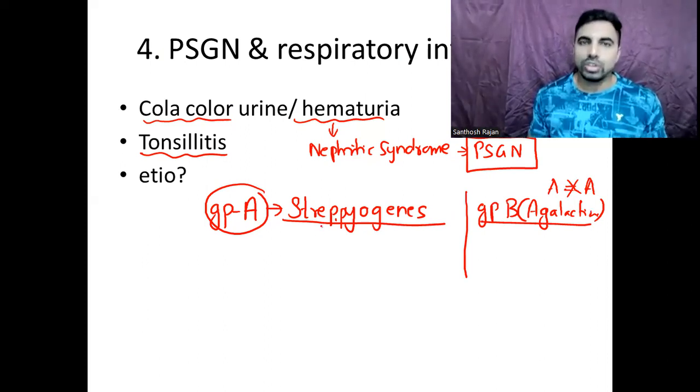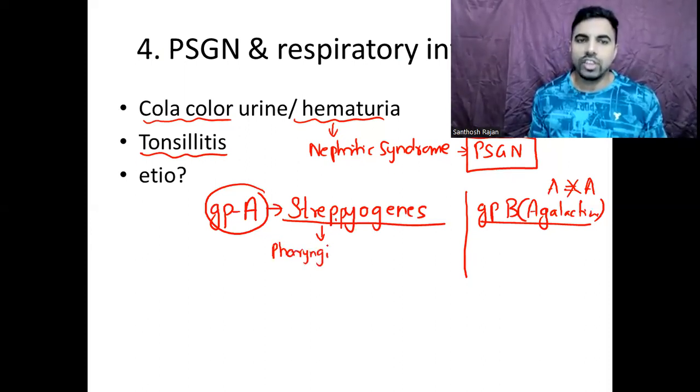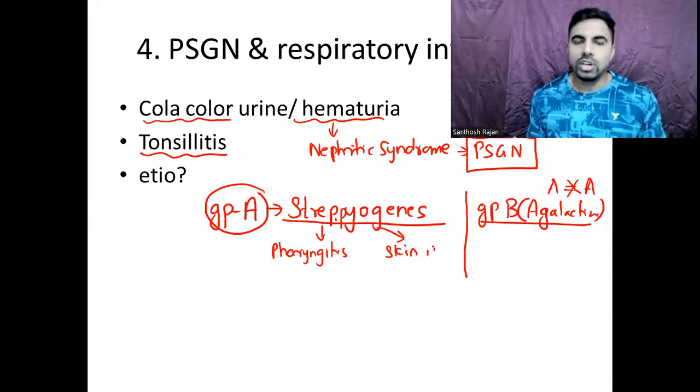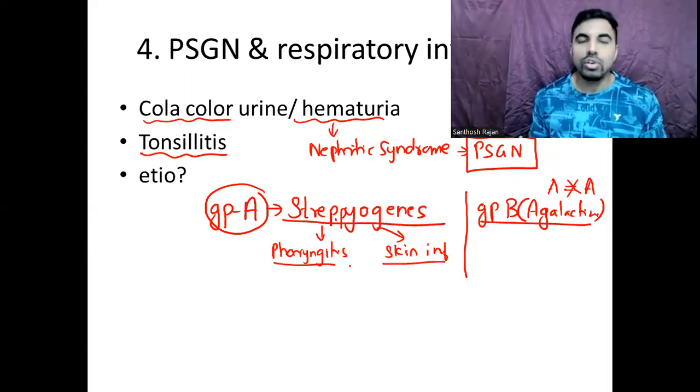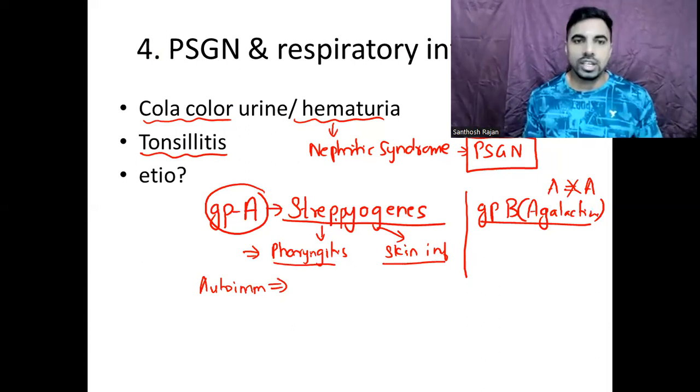So Streptococcus pyogenes has classic features. Two infections are common. One is pharyngitis, and the other is skin infection, a lot of skin infection: erysipelas, necrotizing fasciitis, all those infections. This is the initial infection. But after repeated infection, when the patient keeps getting pharyngitis or tonsillitis, or skin infection, what happens? An autoimmune disease develops.